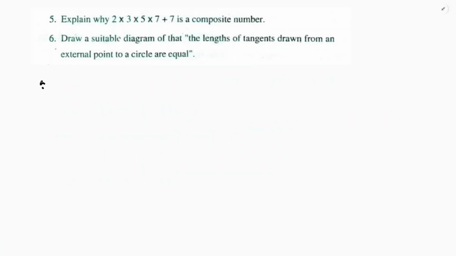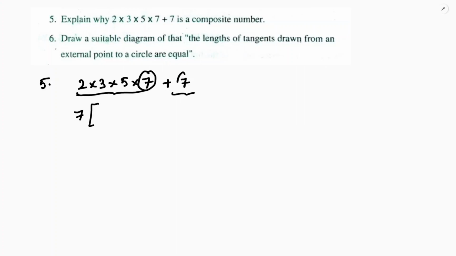Fifth solution. Explain why 2 into 3 into 5 into 7 plus 7 is a composite number. Here, before plus consider it like one term and after plus another term. If we take 7 common, we get 7 times (2 into 3 into 5 plus 1). So you can conclude that 7 is a factor of the given number. So this big number has 7 as a factor. Therefore it is composite.